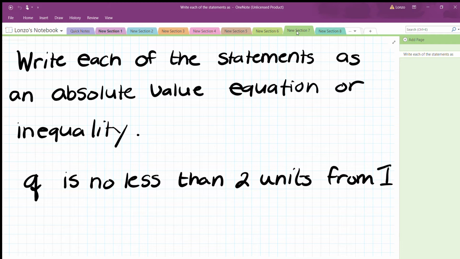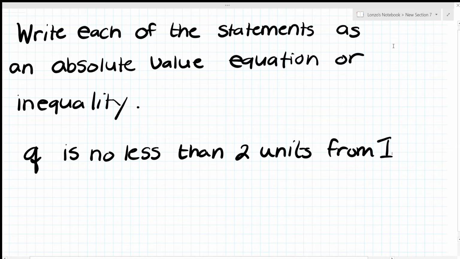Okay, the direction says write each of the statements as an absolute value equation or an inequality. We are given that Q is no less than 2 units from 1. So let's read this. Q is no less than 2 units from 1. What does no less mean? No less means it's going to have the inequality sign of greater than or equal to. And then it's no less than 2 units from 1. 2 units from 1 simply means there's a subtraction.